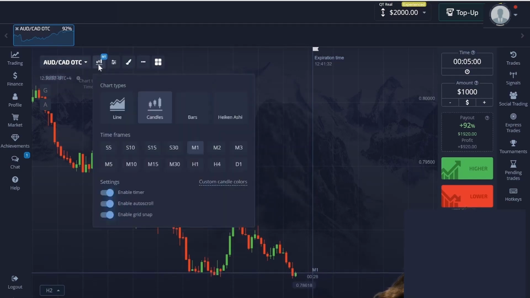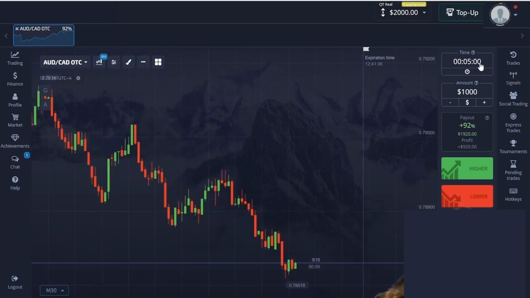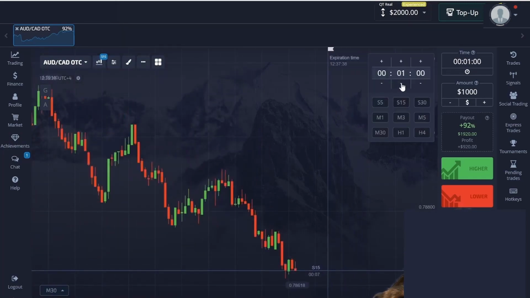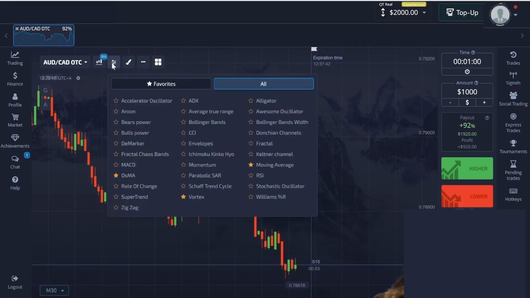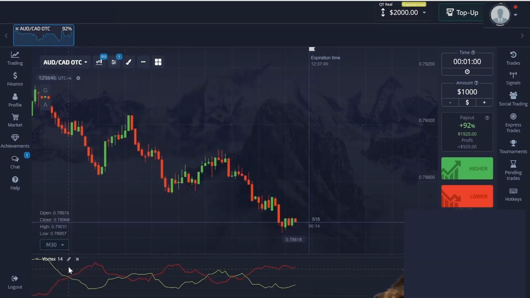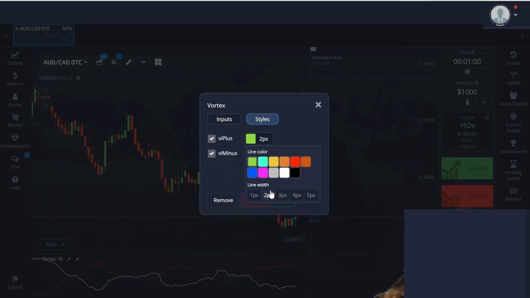So the first thing I do is setting up 15-second candles, and also we have to set up a trading time for 1 minute. I start setting the indicators, and the first indicator is Vortex. Let's raise the period to 16. Let's leave colors, just taking lines, and save.